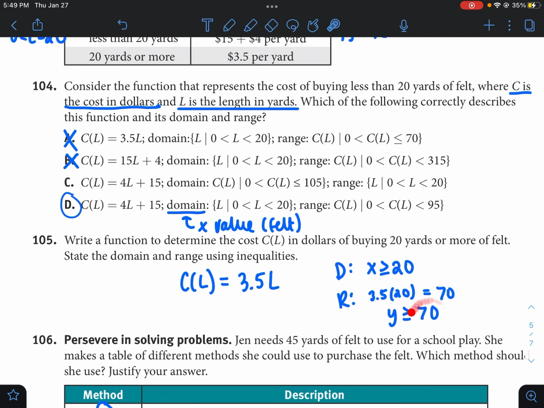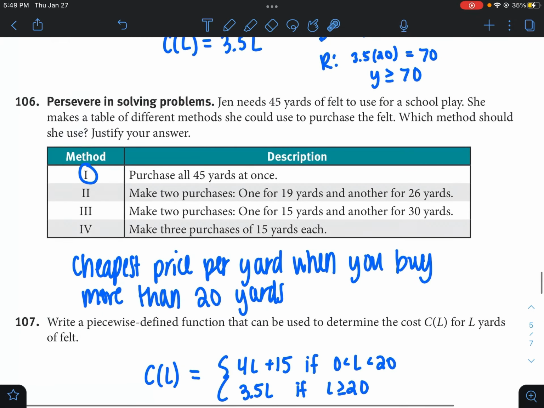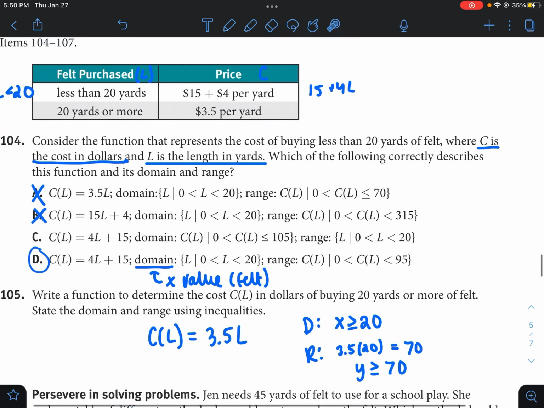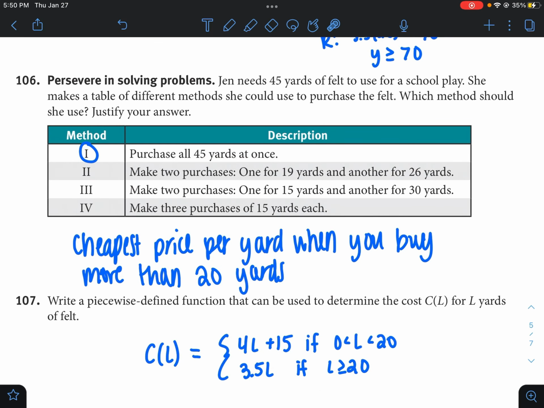Okay, 106. Jen needs to buy 45 yards of felt for a school play. She makes a table of different methods she could purchase. Okay, what should she do? Well, this one's kind of silly here. All right, well, the cheapest price per yard is when you buy more than 20 yards, right? It's $3.5 versus $4 and this $15 fee. So why would she not just purchase it all at once? Because that's going to give her the cheapest price per yard.